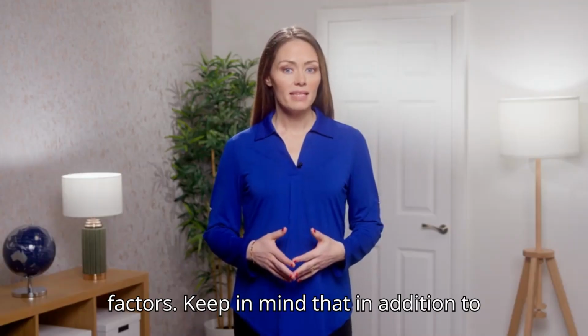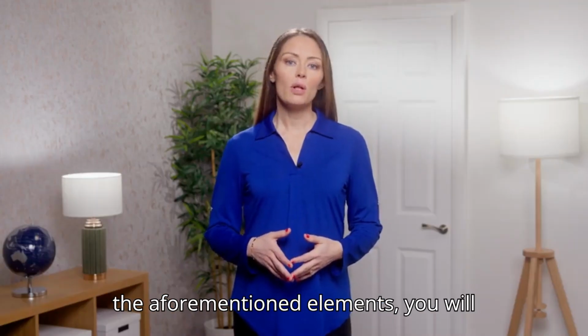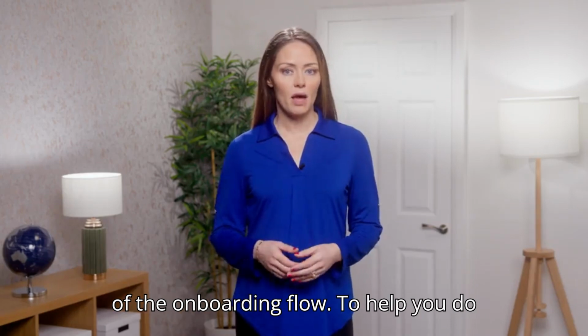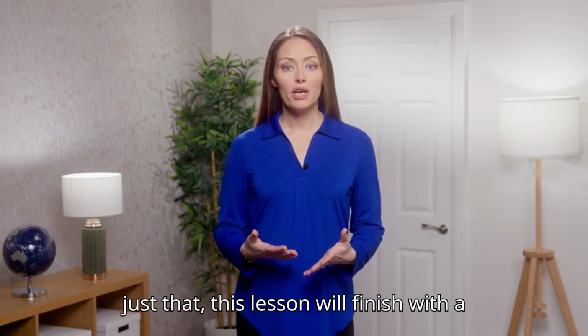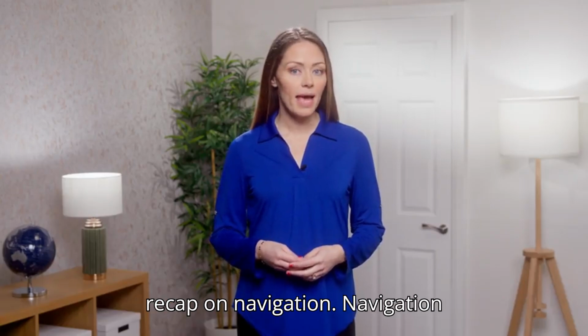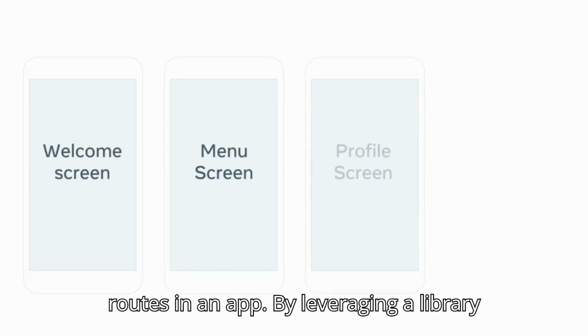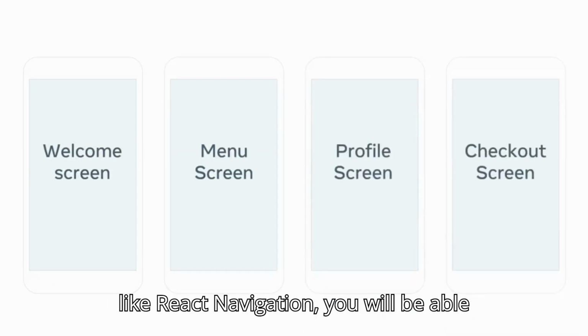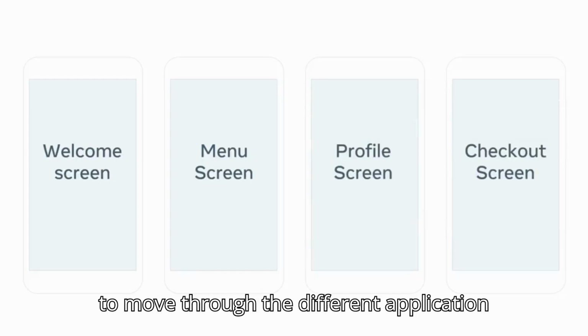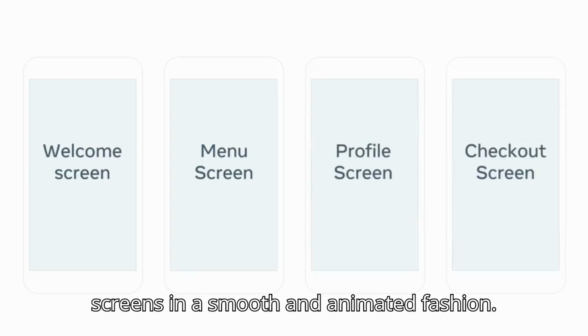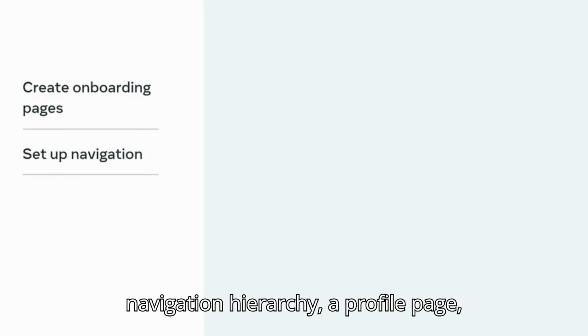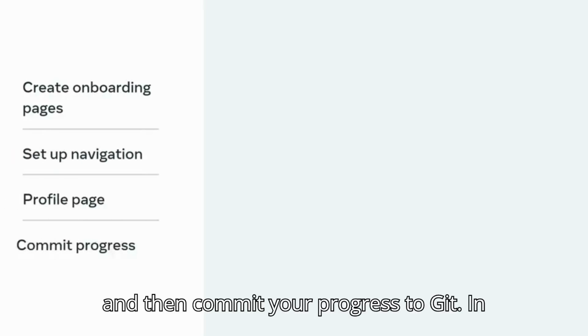Keep in mind that in addition to the aforementioned elements, you will also need to navigate through each step of the onboarding flow. To help you do just that, this lesson will finish with a recap on navigation. Navigation allows you to move across the planned routes in an app. By leveraging a library like React Navigation, you will be able to move through the different application screens in a smooth and animated fashion. You'll be able to apply everything you learn in some exercises. These will have you set up onboarding pages, the app navigation hierarchy, a profile page, and then commit your progress to Git.